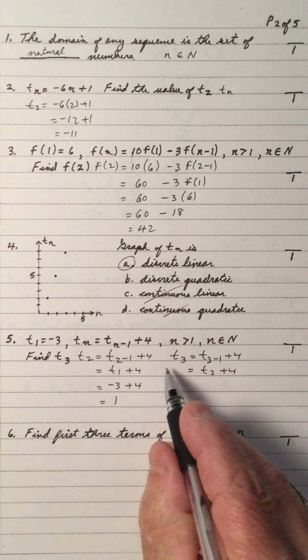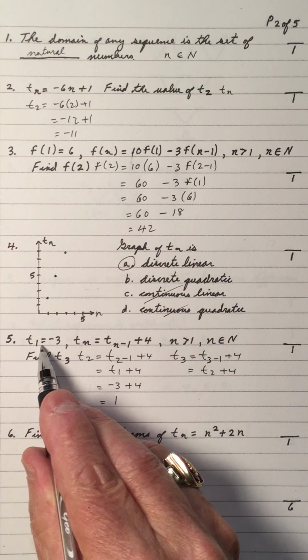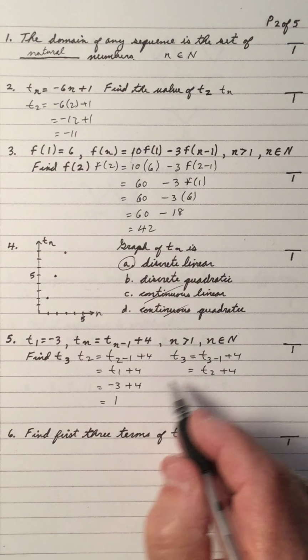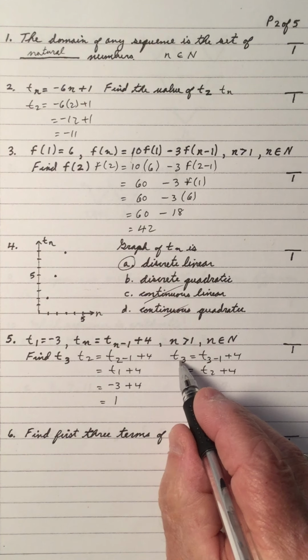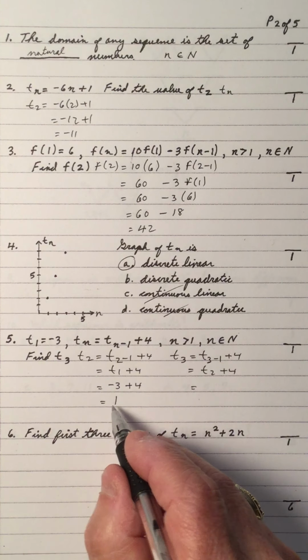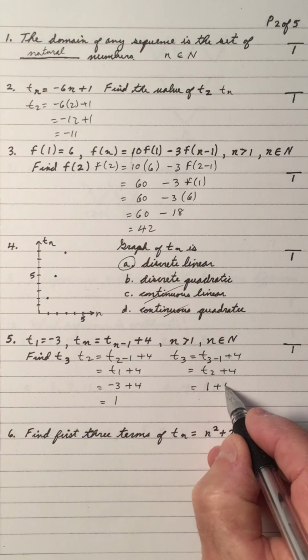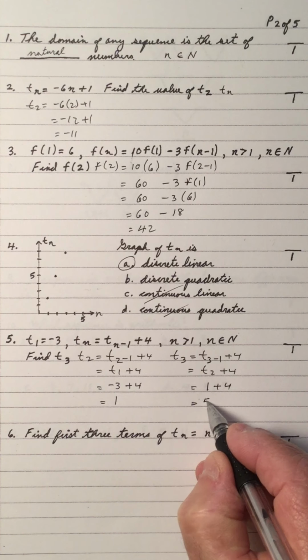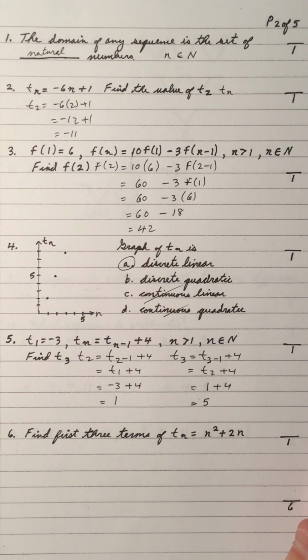So notice we have t1, negative 3. We needed t2 in order to get t3. You can't get t3 unless you have t2. So I worked out t2, 1. Now I can put a 1 in here, and t3 becomes 5. So if you have 5, give yourself a mark.